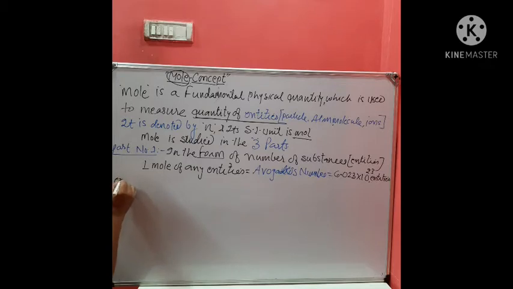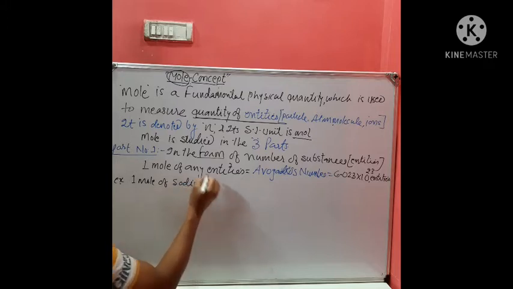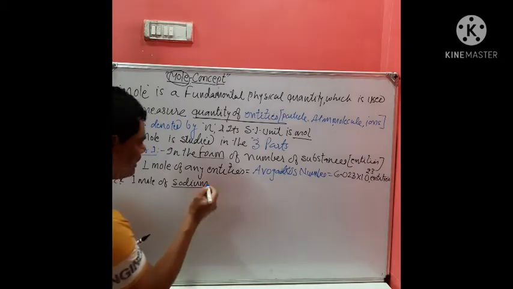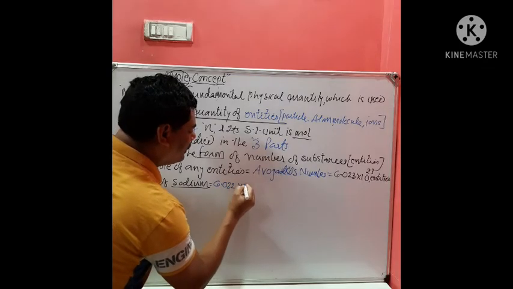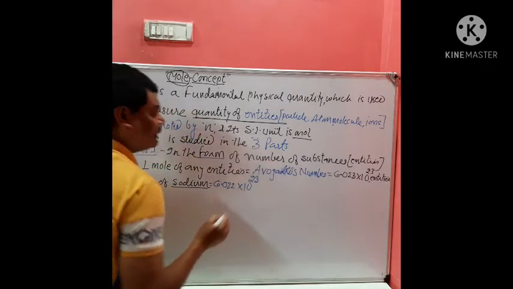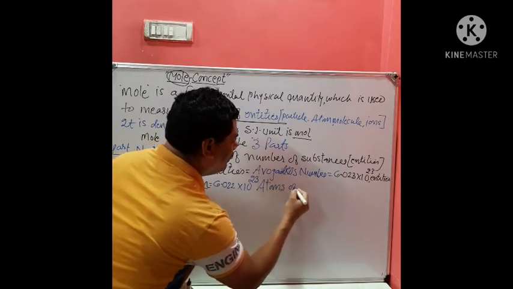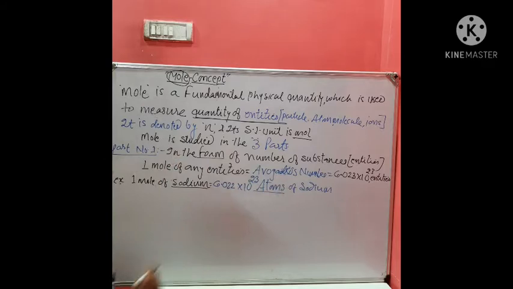Getting it? Example: 1 mole of any element, say sodium. 1 mole of sodium. Now, sodium is an element, so what will we write? It is equal to 6.022 into 10 to the power 23, and now we will write the complete word: atoms of sodium. So I will use the term atoms of sodium.